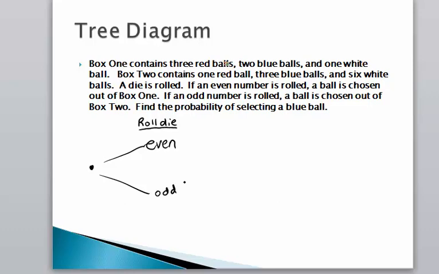Now, as we do this tree diagram, we're going to put probabilities on the branches. So I want to now consider what is the probability that I roll an even number. We know that the probability of rolling even is 3 options, because we can roll a 2, a 4, or a 6 out of 6 total. So I'm going to do a probability of 3 over 6. And likewise, the probability of rolling an odd number is also going to be 3 over 6.